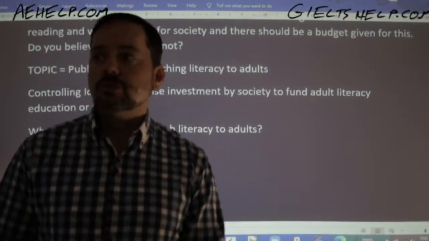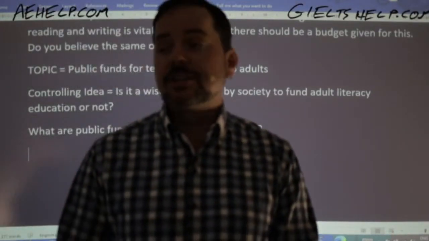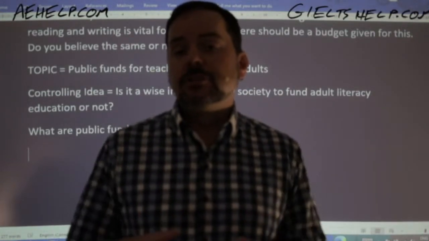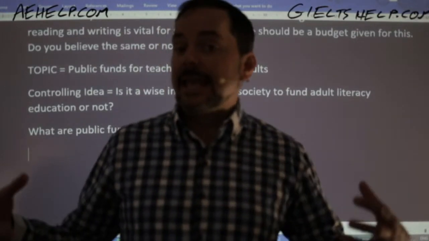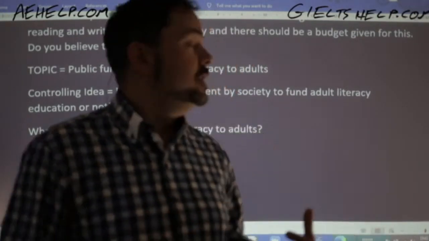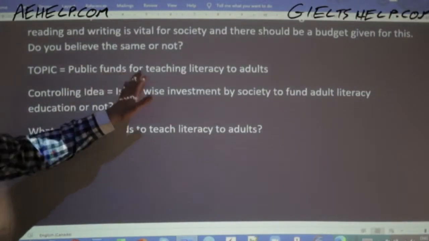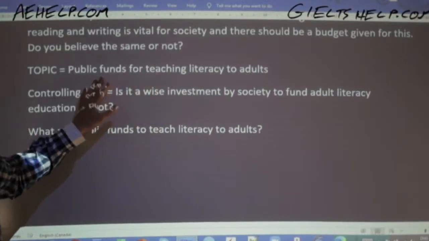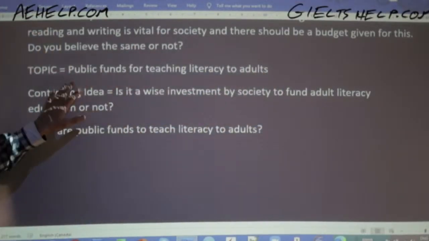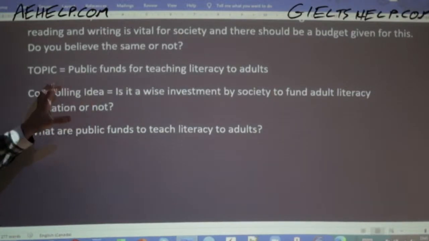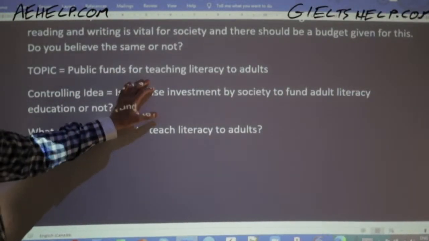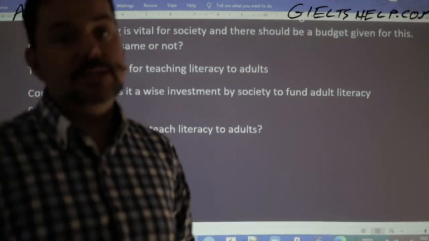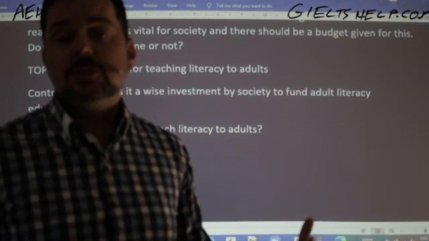Yeah, Paulo, the controlling idea is the core of the question. That's another way to look at it, Paulo, absolutely. So it's, what are we trying to discuss or discover in connection to the topic? So the topic is public funds for teaching literacy to adults. And what are we trying to discover or understand in connection to this topic? That's the controlling idea. And what we're trying to understand here is, should societies spend money, public funds, on this endeavor, or should we invest it elsewhere, right?